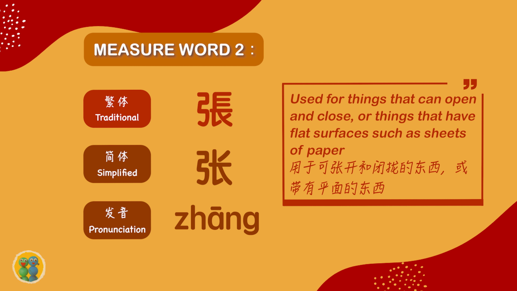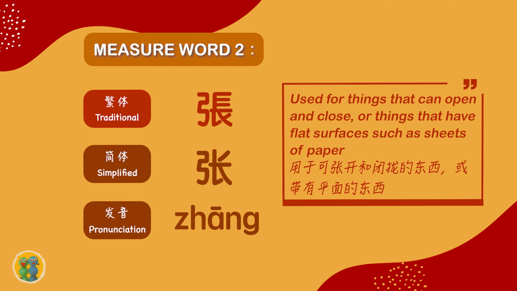But this measure word, zhāng, is kind of similar to miàn. You might wonder what's the difference between them. So there is kind of a subtle difference. For miàn is mainly used for the surfaces or the sides of things. Zhāng is used for the whole thing, but the things are thin, such as sheets of paper.